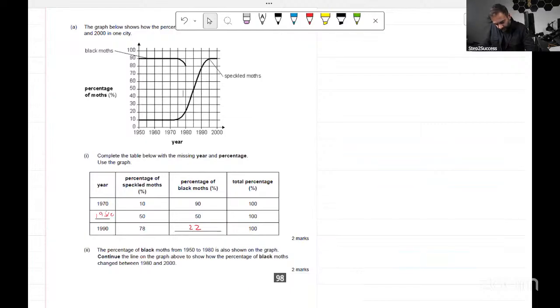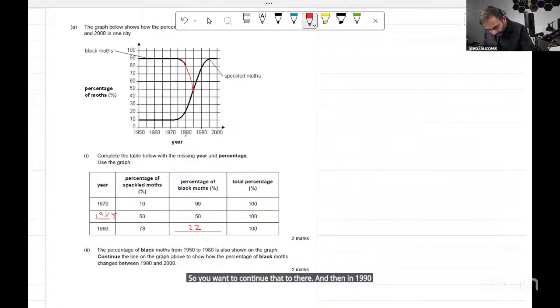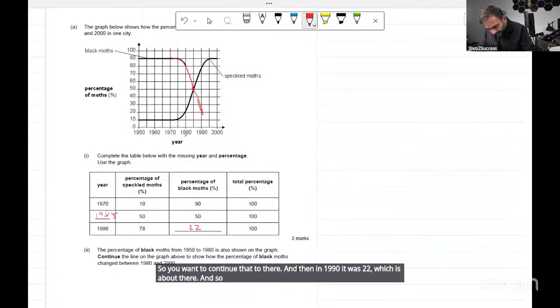1985, apparently. So in 1985, it dropped to 50, so you want to continue that line to there. And then in 1990, it was 22, which is about there. And so you continue this like that. Okay, that's how you continue the line.